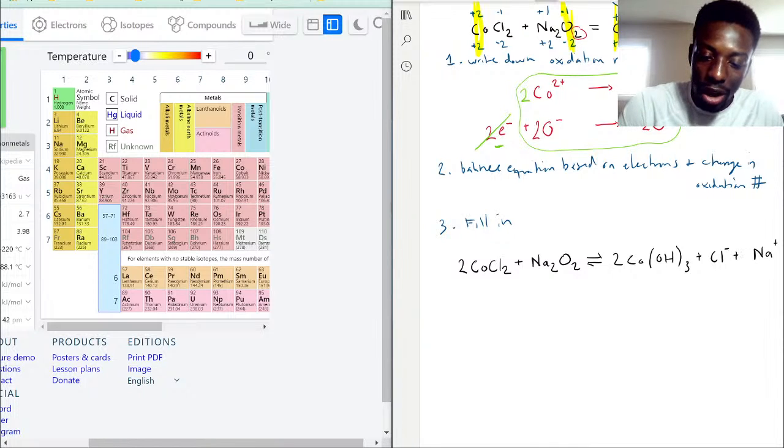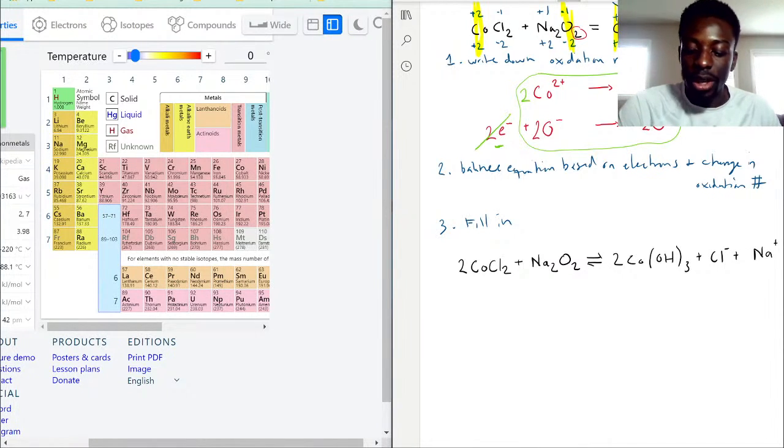So that's what we have right now. But quickly we can make some changes as we're filling it in, because we see 2 COCl2. That means there's 4 chlorines in total that are working. This one only has 1. We need to multiply this by 4. Na2O2, same thing, only 1 sodium, so we need to double it. That's what we have right now.